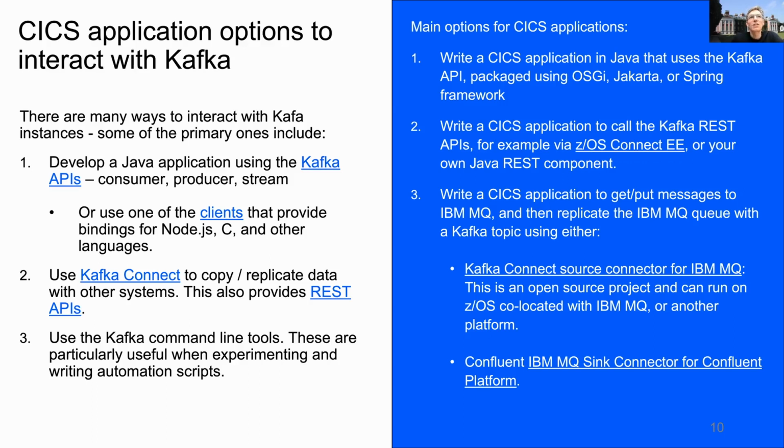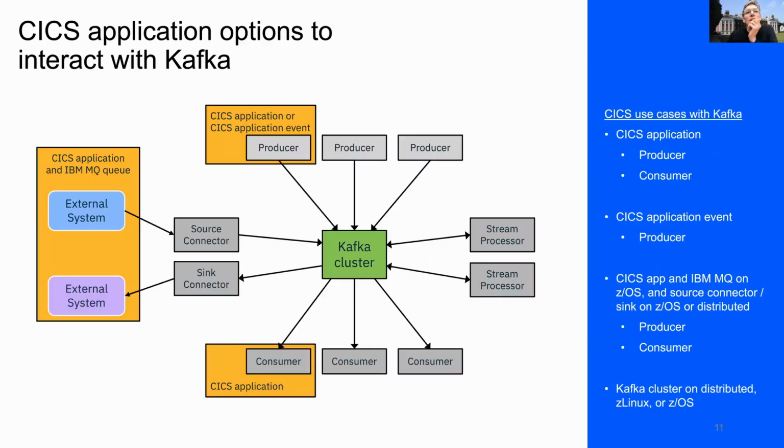So if I go to the next slide, this just puts that same information into diagram form, if you like. The CICS application can be a producer or a consumer. As a producer, you could even use a CICS application event, which is an example I've got later in these slides. If you're wanting to send a message out from, say, a COBOL program, you could use a CICS application event to filter and capture the data that you want without actually changing your COBOL program at all.